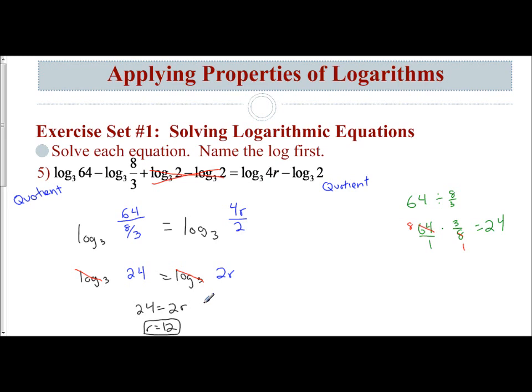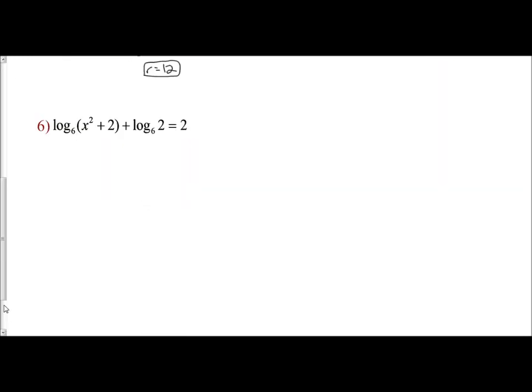So even though this was a long example, on the left side, we saw we could simplify right away by crossing out the log base 3 of 2, since there's one that's positive, one that's negative. And then we see our quotient rule on the left and our quotient rule on the right. Let's look at example 6. Log base 6 of x squared plus 2 plus log base 6 of 2 equals 2.